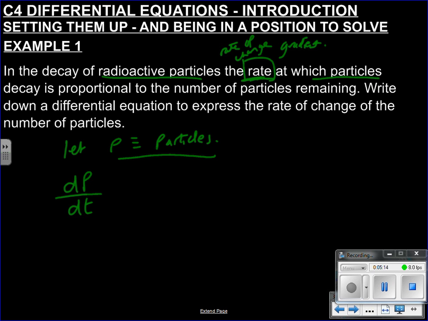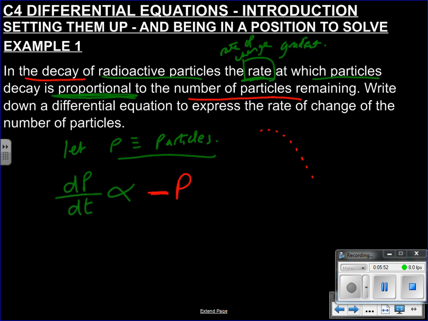It says proportional to. So proportional is that little fish sign, okay? As soon as you hear proportional, fish sign. And it says decay. So decay means that the rate it's changing, it's decreasing, isn't it? So it's going to be a negative gradient. If you're looking at a graph of the population, it's going down, it's decreasing, okay? And it says proportional to the number of particles remaining, so P.